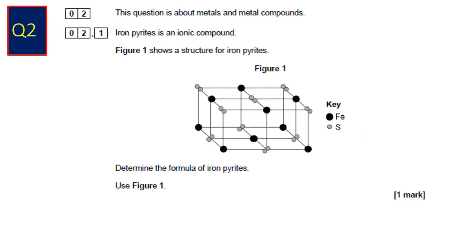So question 2 is all about metals and metal compounds. And the first part links to C2. So we have iron pyrite. It's an ionic compound, and we're showing a diagram there. And we can see its lattice structure, lattice being a repeating pattern. Determine the formula of iron pyrites using the figure. So we can see for every one iron there are 2 sulfur. So the formula is FeS2.